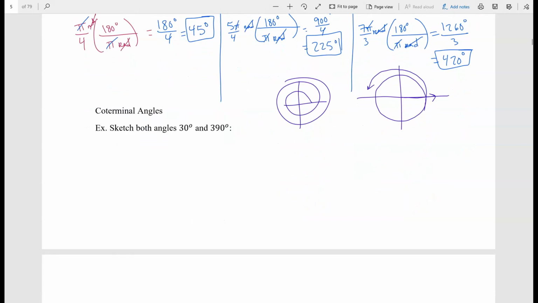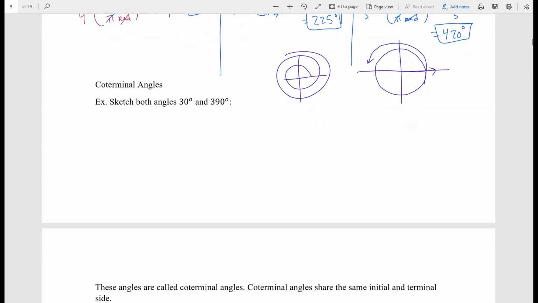Here we'll give you an example. Sketch both angles, 30 degrees and 390 degrees. So let's just try to sketch this. This is going to be 0, 90, 180, 270, 360. So the 30 degrees, if I think about it in terms of thirds, is going to be around here. So if this is my initial side, 30 degrees will be about right there.